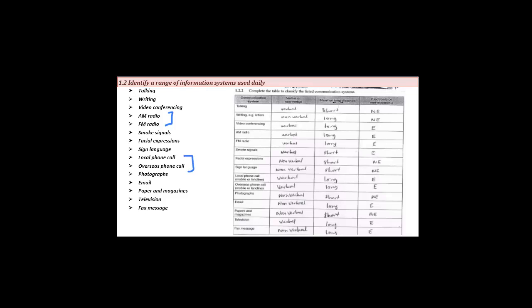And then we get down to short or long distance. Now, talking isn't really long distance, because I can't talk to you when you're 200 kilometers away, unless I'm using a separate information system, such as the internet, as I am right now while I'm talking to you through this video, which is also an information system. But I can only talk to you up close and can't talk to you very far away. Therefore, it is a short distance communication system. Electronic or non-electronic? It's non-electronic.